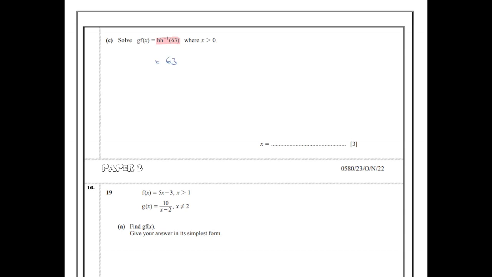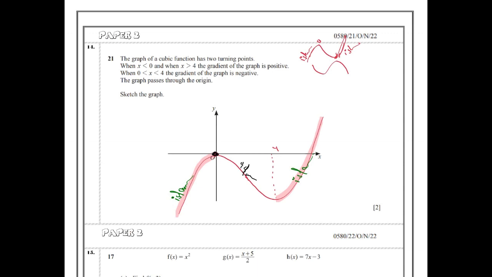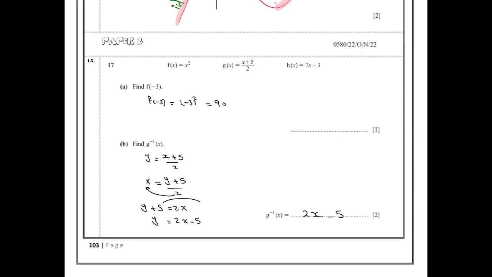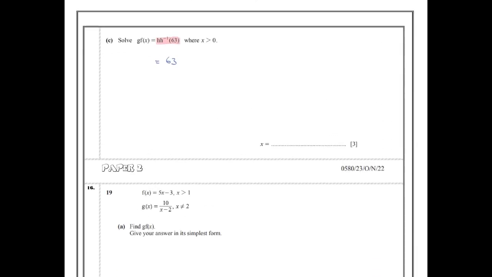I want to find g f of x. g f of x means to write g of x and replace every x in the function g by f. g of x equals (x plus 5) over 2. Now we have to replace every x by the function f.